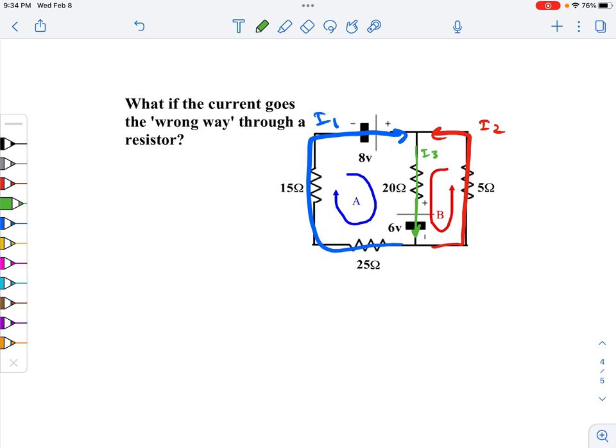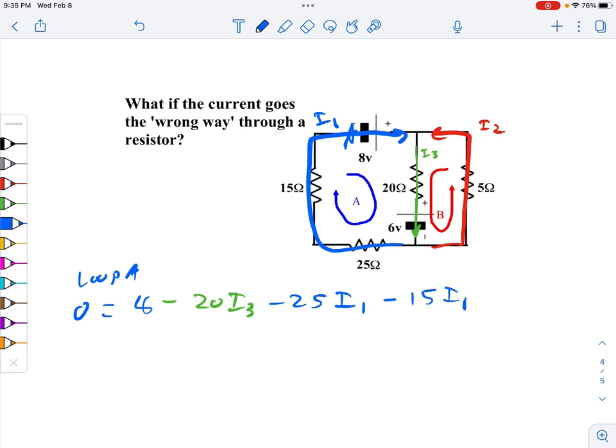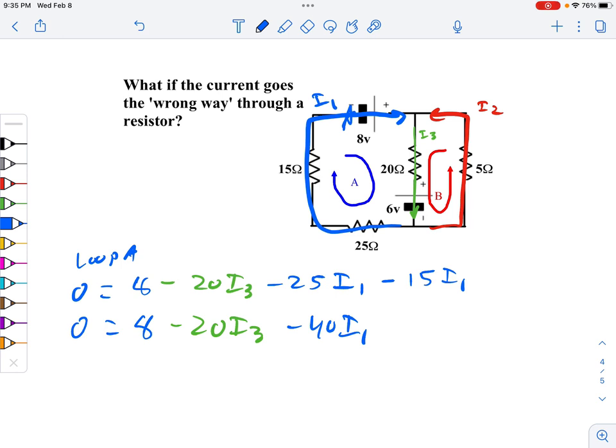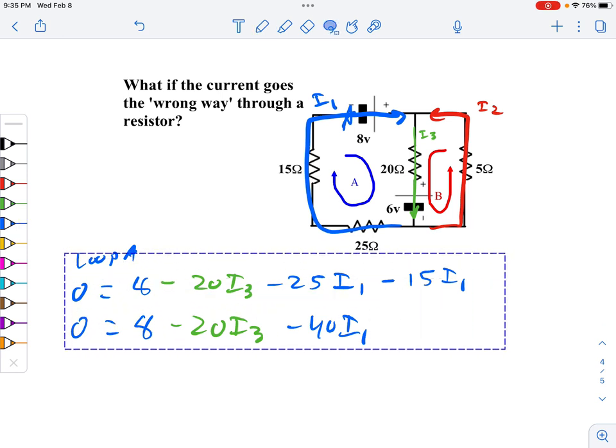If I just wrote my loop equation for loop A, no big deal. Let's start over here. Okay, that's enough colors. So we get 8 volts minus 20 I3, and then minus 40 I1. Apparently I'm writing the loop equations for this one too. I was just going to talk about it, but I'm doing it. Assuming I didn't mess anything up there, I could divide out, but let's just leave it alone. That one looks fine, nothing weird.